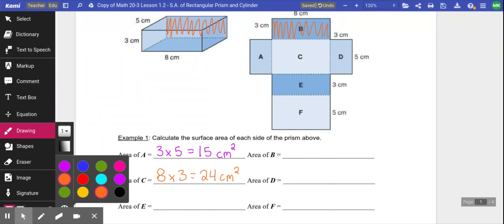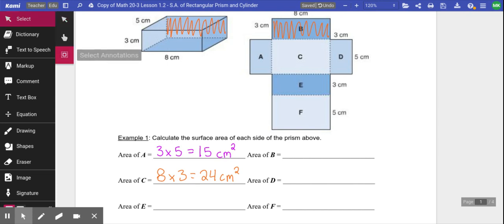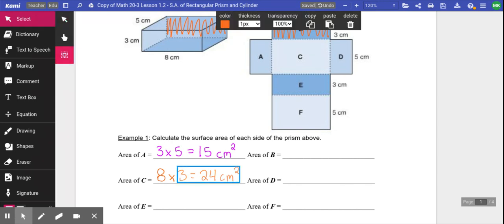I'm putting that on C. Oh, yeah, good catch. I know I can move this. Let's see how. Is that area B? Thank you.